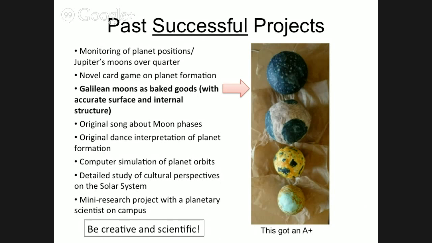And this was a fun one. Someone actually made the Galilean moons as cookies. They're about this big. I'll bring them next class. And their density profile is the same as the moons', made with different materials. I'm not going to eat these because they're super sugary, but the idea is just to be as creative as you can, but also to adhere as much as possible to the scientific aspects of the project that you're thinking about.